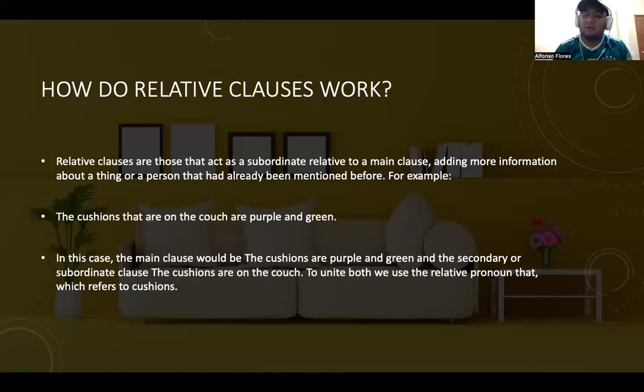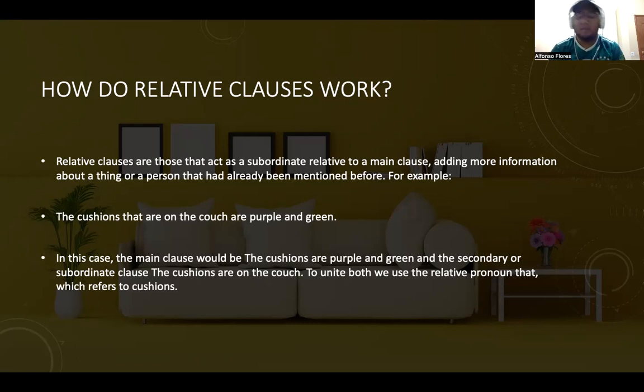How do relative clauses work? Relative clauses act as a subordinate clause relative to the main clause, giving more information about a thing or a person that had already been mentioned before. For example, the cushions that are on the couch are purple and green.